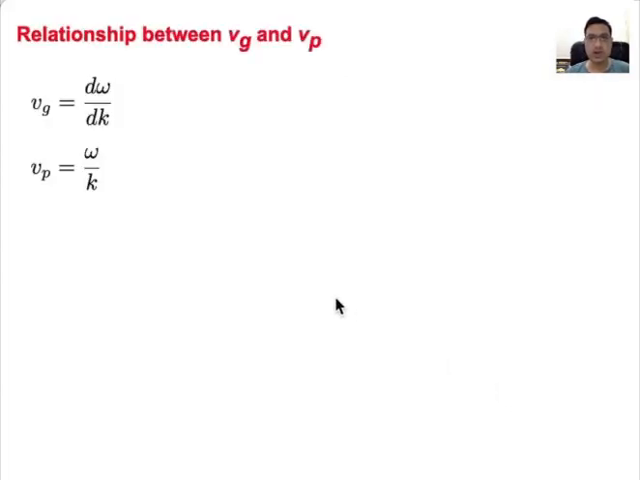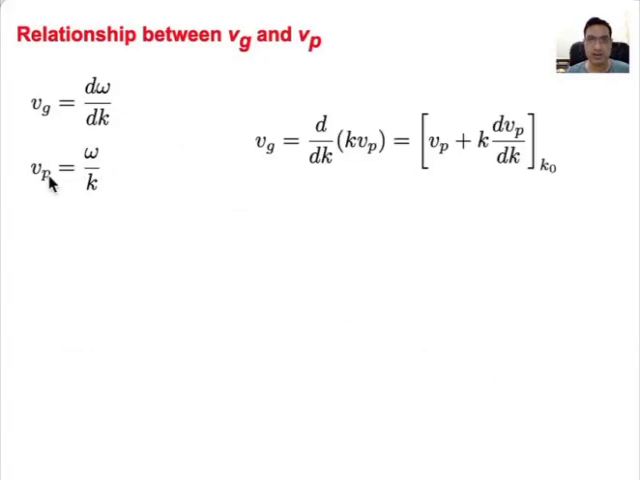Now we are going to set up a relationship between Vp and Vg. Here is your Vg and here is your Vp. We can substitute the value of omega as Vp times k. This we have seen in the previous lecture, and now we can perform the differentiation of this product. So the first term you will get is Vp, and the other term is k times dVp over dk at k0.